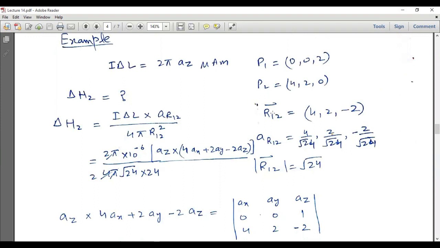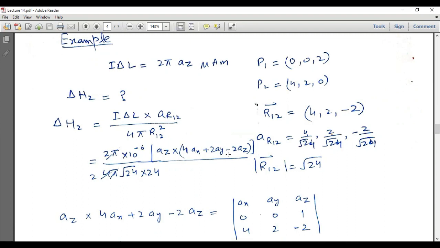So let's first evaluate the R12 vector, and it will be equal to P2 minus P1, and a_R12 is the unit vector, and that will be equal to this unit vector. And let's put this value in this expression. So I dL is equal to 2 pi into 10 to the minus 6 a_z cross (4, 2, minus 2) divided by the square root of 24, and then divided by R12 square. So R12 magnitude square is equal to 24.